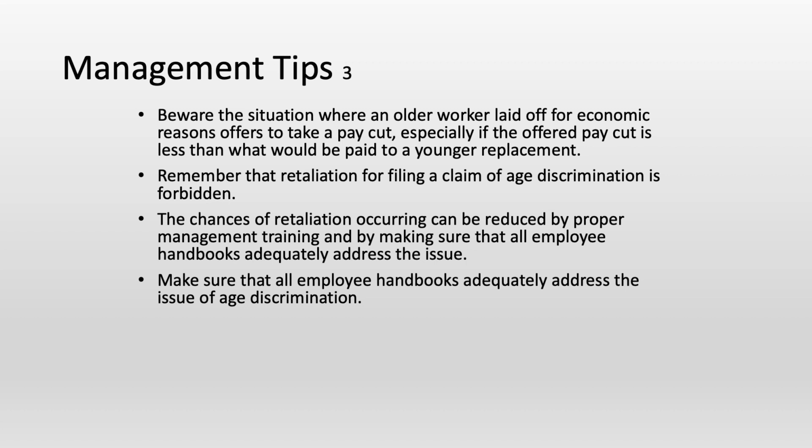Remember that retaliation for filing a claim of age discrimination, like other elements of Title VII protections, is forbidden. Chances of retaliation occurring can be reduced by proper training and making sure that all employee handbooks address the issue of not retaliating, and make sure all your handbooks address issues of age discrimination. Make sure the terminology and the language in recruiting as well as employee handbooks are all devoid of age and vibrancy references.